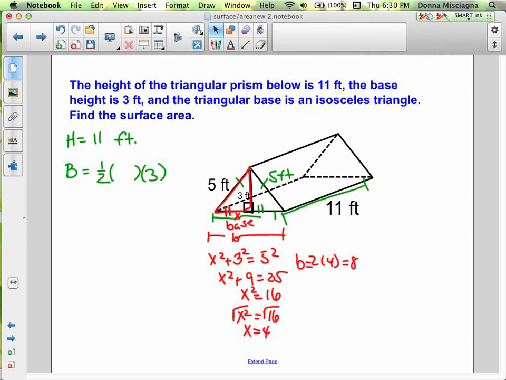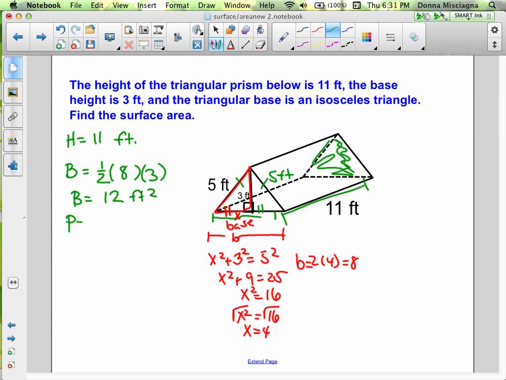That means to find the area of that triangle, the area of the base, we're going to take 1/2 times 8 times 3. That gives us the area of the whole base, which is the same as that one over there. So b is equal to 1/2 of 8, which is 4, times 3 is 12. So 12 feet squared is the area of the base. All we need now is the perimeter. To find the perimeter, we add up the 3 sides. Two of the sides are the legs of the isosceles triangle, so that's 5 plus 5, and the third side is the base we just found, which is 8. Add that together, and our perimeter is going to be 18 inches.